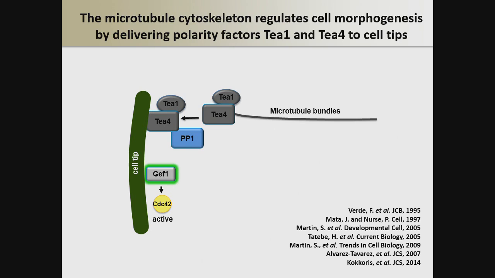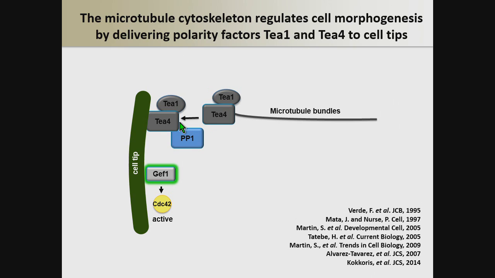Microtubules are very important for the establishment of cell morphogenesis in Pombe as well as in other systems. And unfortunately, tonight, I don't have time to go over all the work of many different amazing groups to support this cartoon. But please take my word for it that one mechanism by which the microtubules promote the activation of Cdc42 in Pombe is by delivering polarity factors Tea1 and Tea4 to the cell tips. And in this way, the microtubules mark the cell tips for growth.